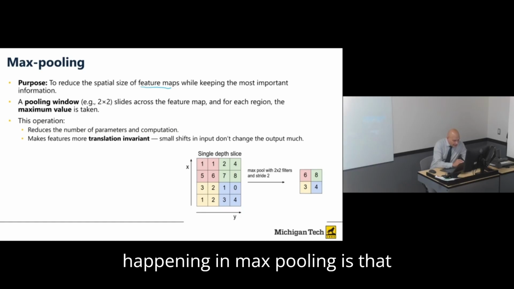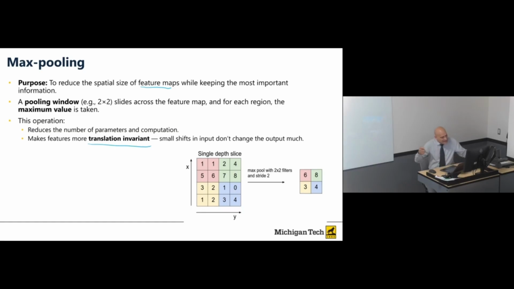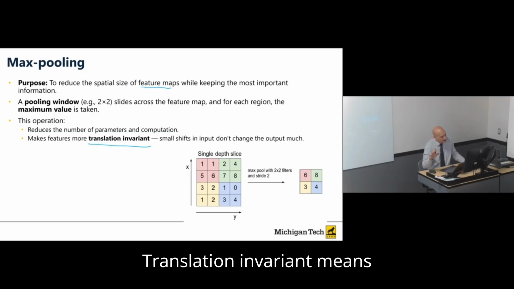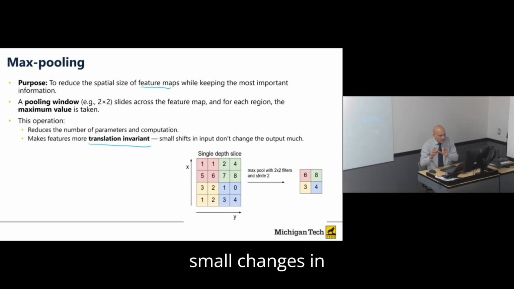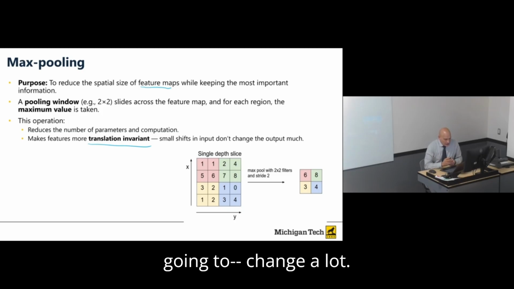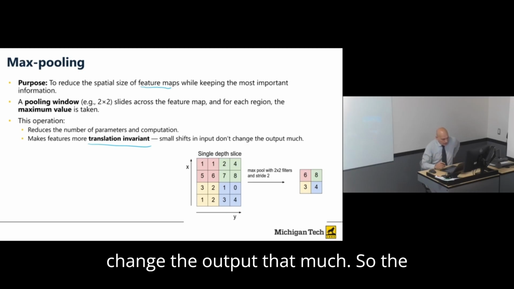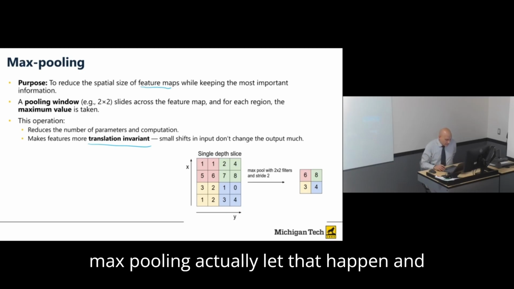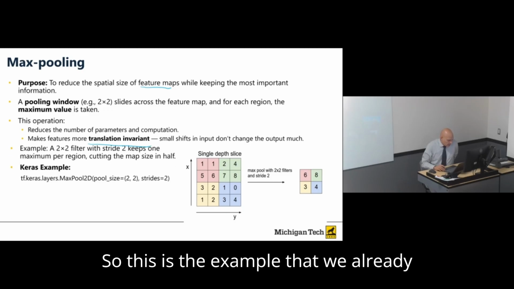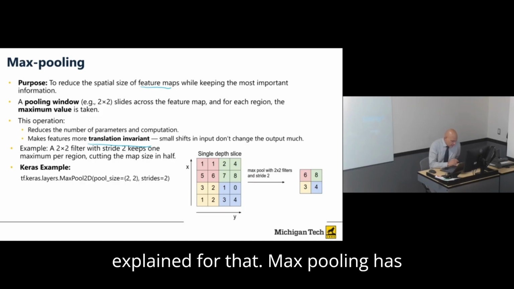Another thing that's happening in max pooling is the translation invariance that I mentioned. Translation invariance means small changes in objects or in patterns can still get detected, and the output is not going to change a lot. Small shifts in input don't change the output that much. So max pooling lets that translation invariance happen. This is the example that we already explained for that.